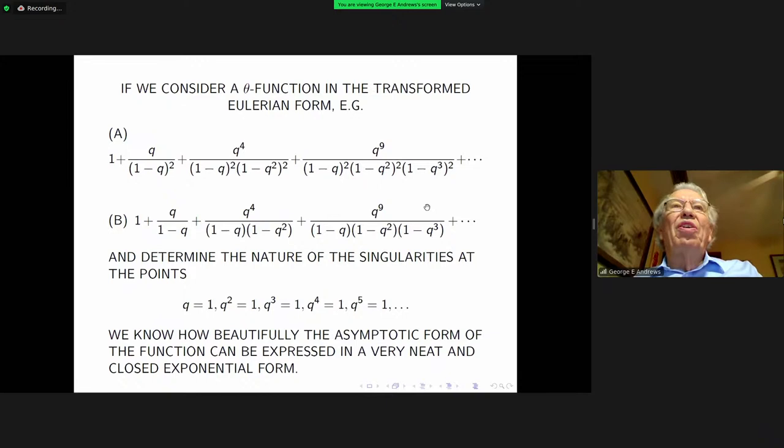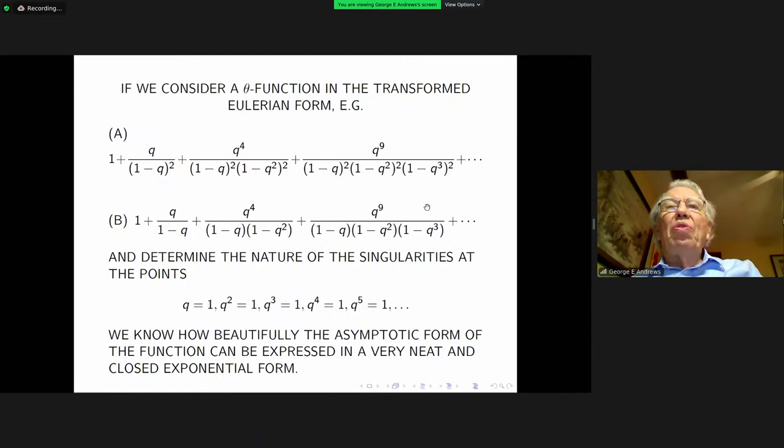At the top of the page, it starts, if we consider a theta function in transformed Eulerian form, and by Eulerian form, he means what we now call q-series or basic hypergeometric series, where you have these rising q-factorials, 1 minus q, 1 minus q squared, 1 minus q cubed, etc. And he focuses on two of these series. The first one turns out to be the series that Jacobi actually needed in order to prove Jacobi's triple product. The second one is the series from the first Rogers-Ramanujan identity.